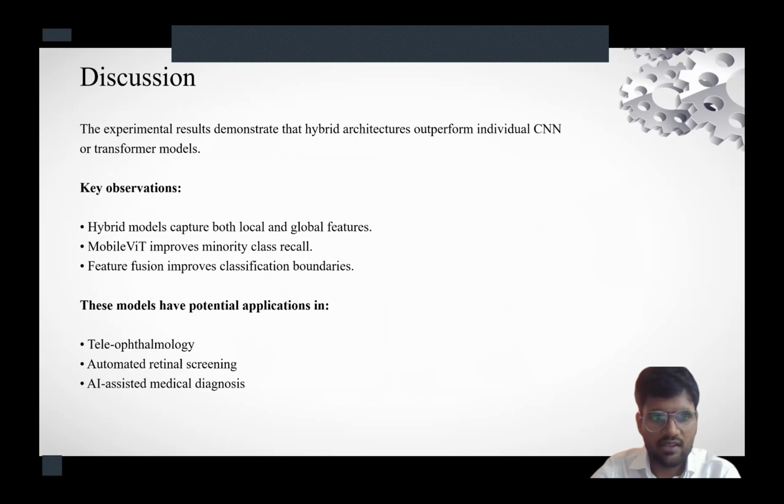The experimental results demonstrate that hybrid models outperform CNNs. The hybrid architecture outperforms the individual models used, as shown in the table. This was very helpful. The key observations here: hybrid models capture both local and global features. As a mix of the models, the layers are separated using transfer learning, so the important features are used here and there. The hybrid model helped me get a higher accuracy and a good model for this.